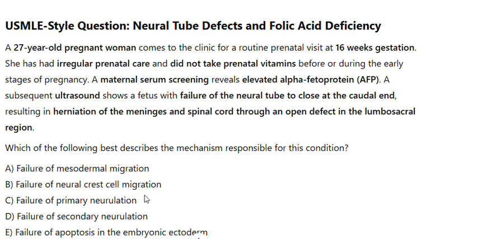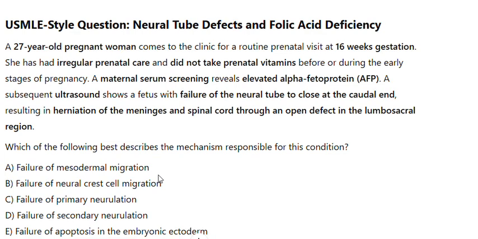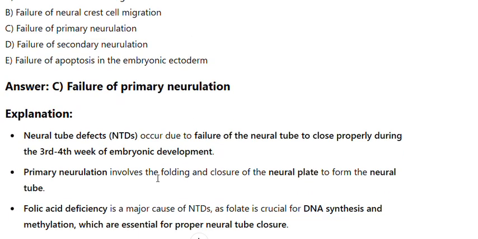A. Failure of mesodermal migration. B. Failure of neural crest cell migration. C. Failure of primary neurulation. D. Failure of secondary neurulation. E. Failure of apoptosis in the embryonic ectoderm. Answer: failure of primary neurulation.